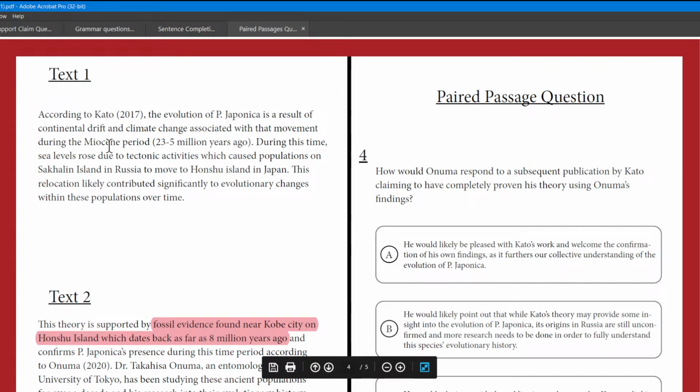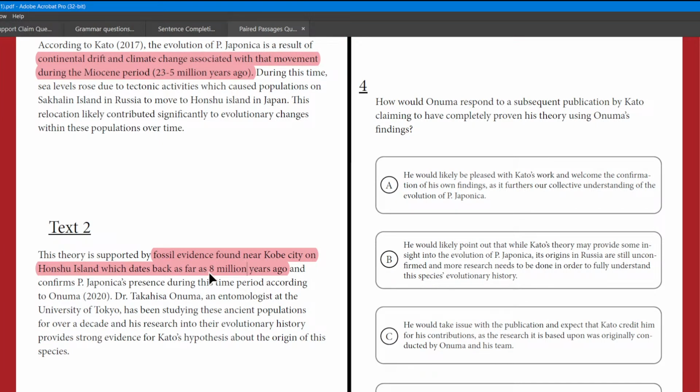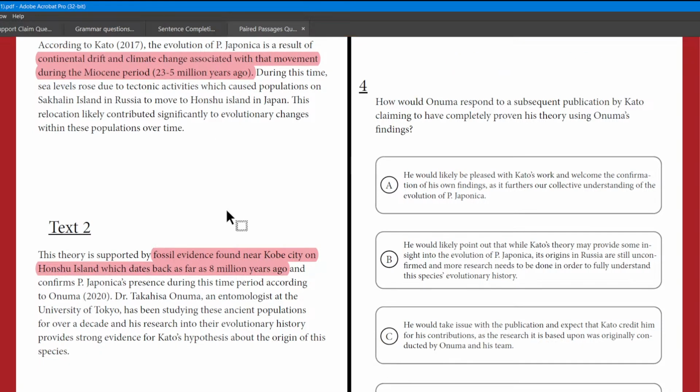Cato is saying that there was continental drift and climate change during this period, which changed these populations. So basically, he's saying that continental drift and climate change from the movement during the Miocene period. Okay. All right. So what I'm getting here is that this guy found fossil evidence 8 million years ago, and that could support this guy's theory of something that happened between 23 and 5 million years ago.